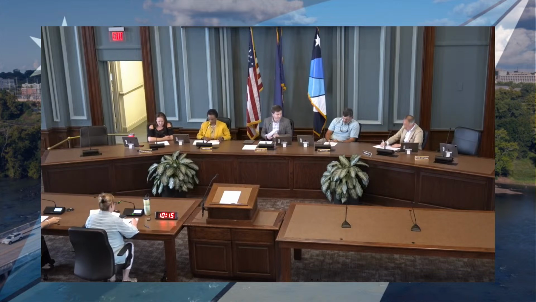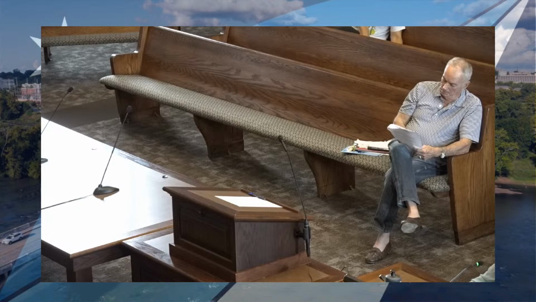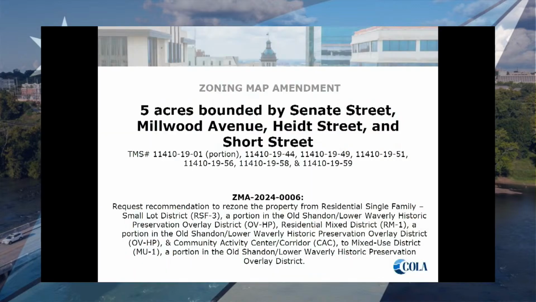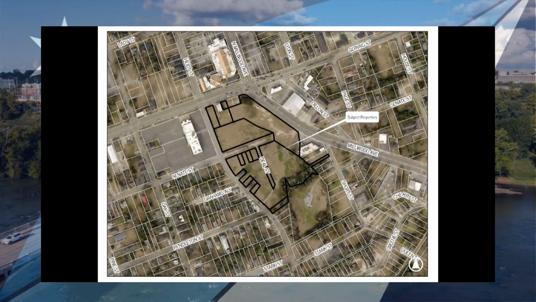ZMA-2024-0006. This is 5 acres bounded by Senate Street, Millwood Avenue, Height Street, and Short Street. Request recommendation to rezone the property from residential single-family small lot district, RSF3, a portion of which is in the Old Shandon, Lower Waverly Historic Protection Overlay District. And also, we have residential mixed RM1, also within the historic overlay. And then there is some community activity center corridor, CAC. That's the existing zoning, and rezoned to mixed-use district, MU1, a portion of which will stay in the Old Shandon Lower Waverly Historic Preservation Overlay District.